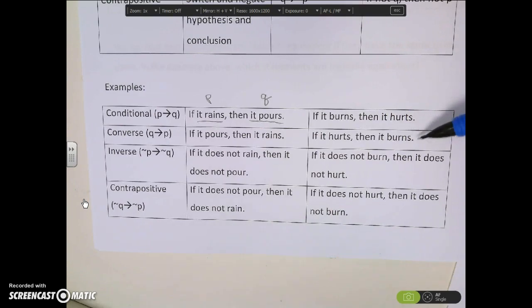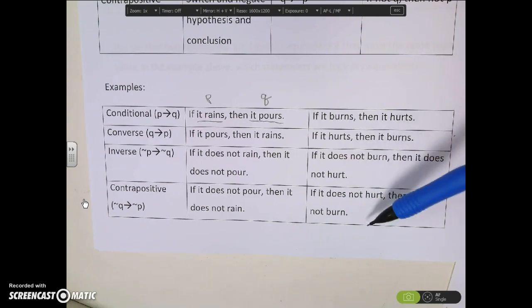Okay, well, converse, flip them. If it hurts, then it burns. Inverse, negate the original. If it does not burn, then it does not hurt. And contrapositive, flip and negate. If it does not hurt, then it does not burn.